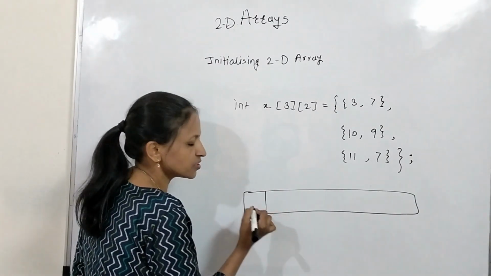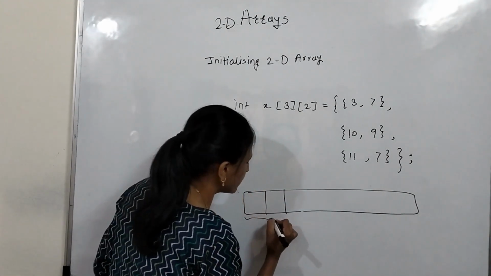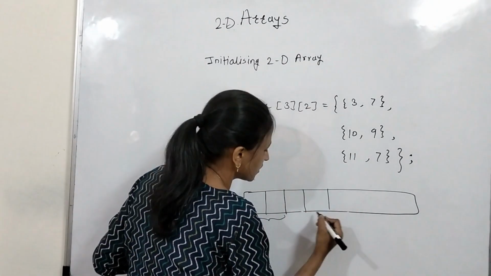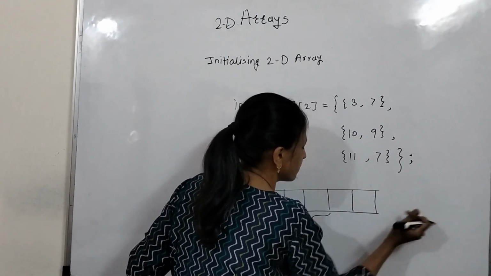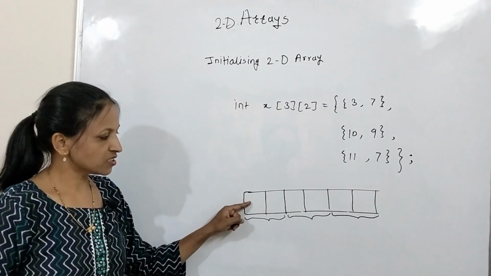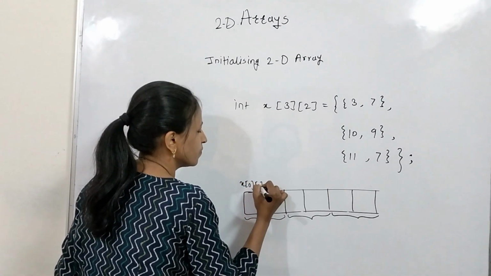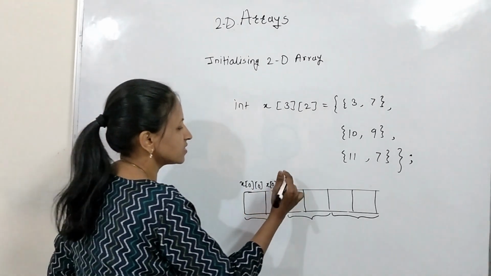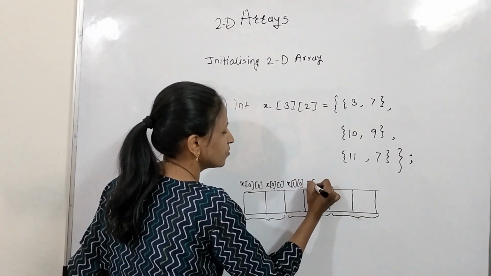First 2 bytes for the first element, the next 2 bytes for the second element, and this whole will be the first row. Getting it? Then the next 2 elements will represent the next row, and so on. This first element is nothing but x of 0, 0. Then x of 0, 1. Getting it? Now this element is nothing but x of 1, 0. Then x of 1, 1.